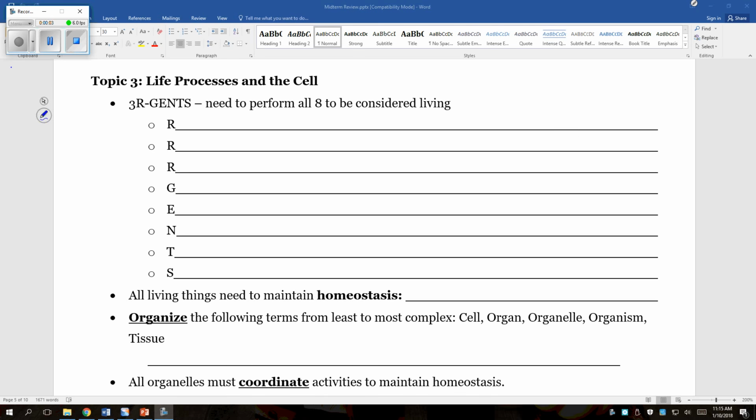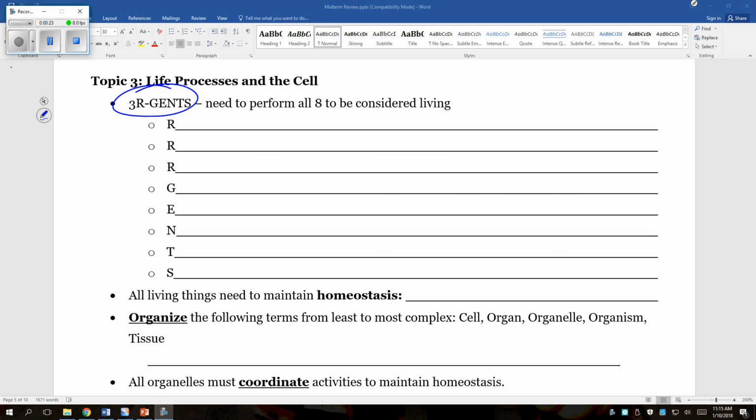All right, we are now moving on to topic 3, which is life processes in the cell. First thing we're going to look at is the 8 life functions. Remember, the way that we're going to remember the 8 life functions is that 3 are gents. In order to be considered living, you have to be able to do all of these. So a virus, for example, would not be considered living.